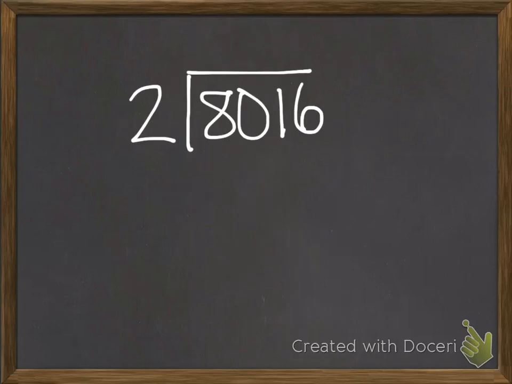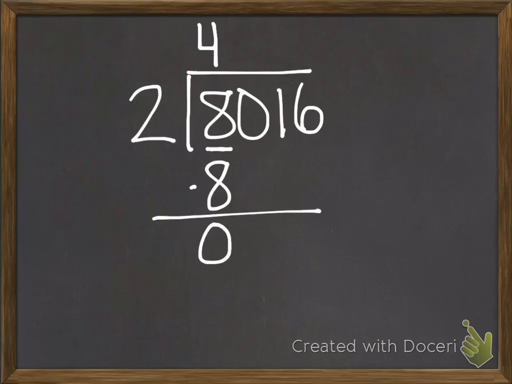This problem is 8,016 divided by 2. So let's take a look at the number in our dividend. That would be 8,016. So the first number in our dividend is an 8. Again, let's stick with apples. If I have 8 apples, can I put those apples into groups of 2? Of course. How many groups of 2 would I get? Well, think about it. 2 times 4 gives you 8. So 2 times 4 is 8. You subtract and get a 0.